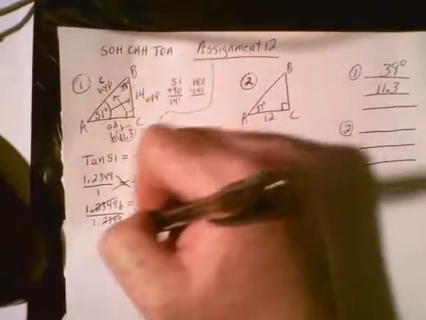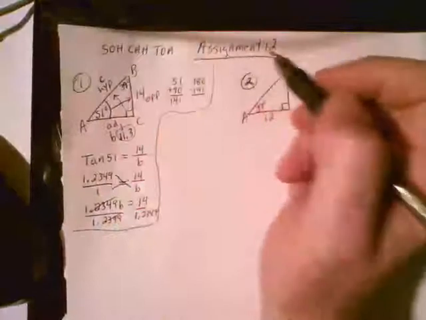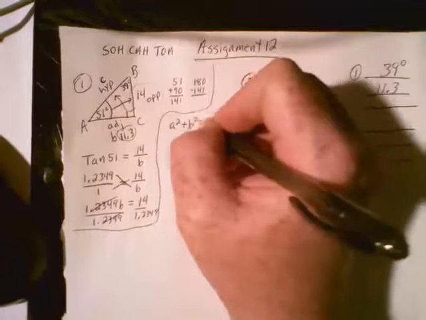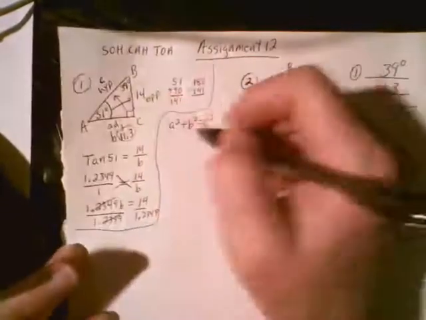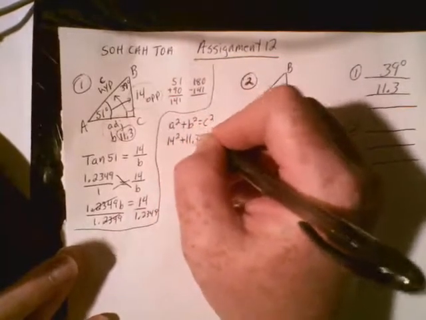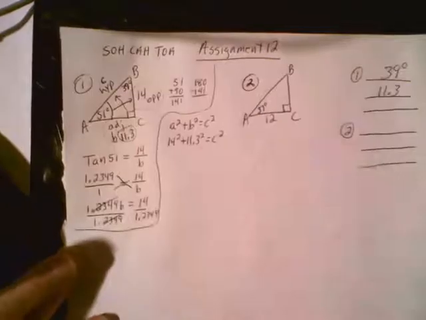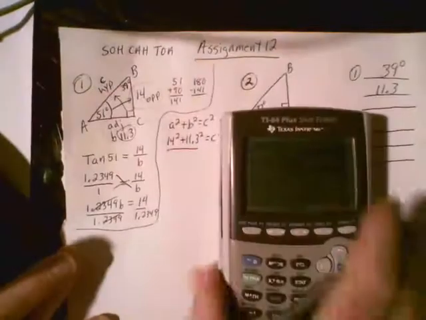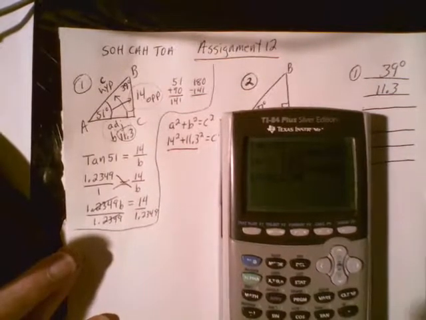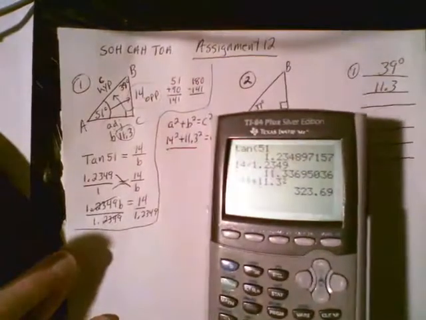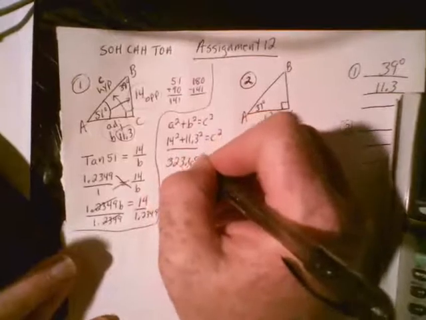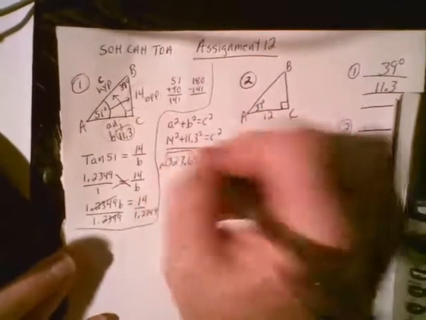Several different ways you could find little c. I'm going to use Pythagorean's theorem to find it. A squared plus b squared equals c squared. We know the two legs, those are our a's and b's, so I'm going to put 14 squared plus 11.3 squared equals c squared. All of this, you can stick it right into your calculator. You just put in 14 squared plus 11.3 squared, and you end up with 323.69 equals c squared.